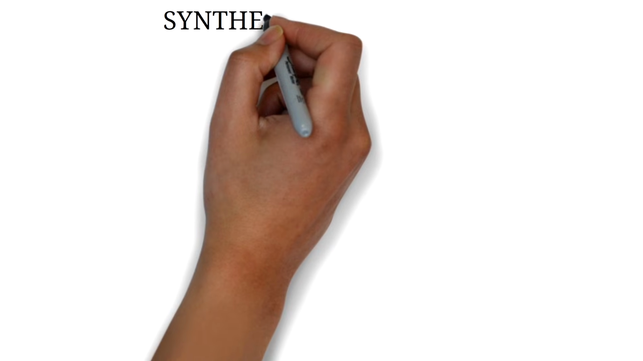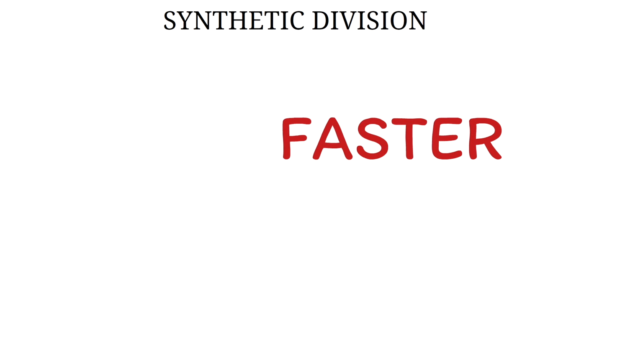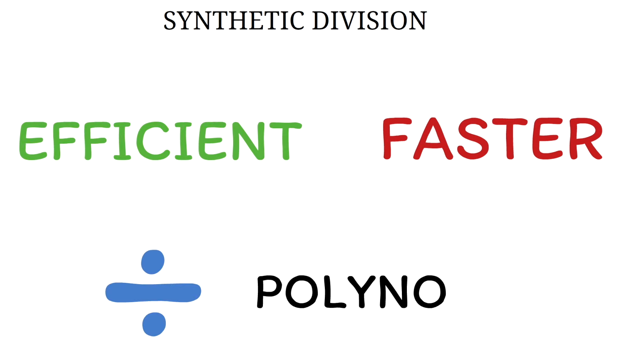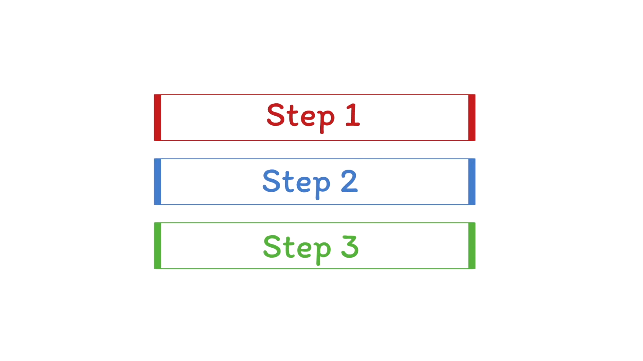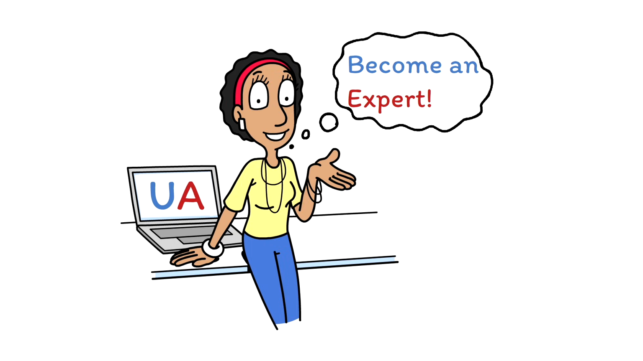In this video, we're going to learn about synthetic division. Synthetic division is a faster, more efficient way to divide polynomials. We'll walk through clear examples step by step, so you can see exactly how it works. By the end of this video, you'll know when to use synthetic division and how to use it correctly for different types of questions. So, let's dive right in.